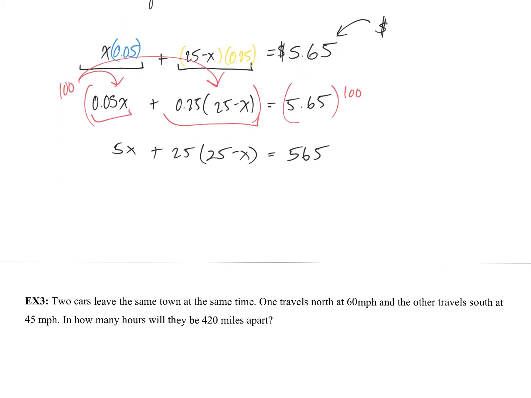Okay. Solving, let's get rid of this parentheses here. We'll get 5x plus 25 times the 25, minus the 25 times the x equals 565. Okay, so 25 times 25. Let's go ahead and do that on the side.